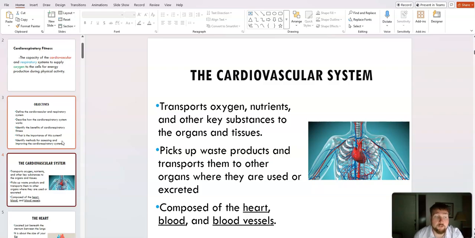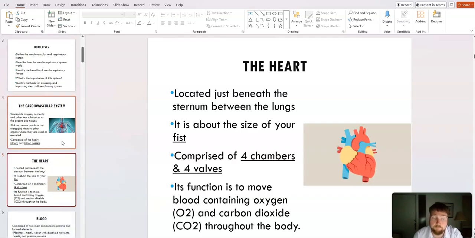All right, we first go over the cardiovascular system. Make sure you know that its purpose is to transport oxygen, nutrients, and other key substances to your different organs and tissues around your body. Okay. And it's composed of the heart, blood, and blood vessels. The cardiovascular system is composed of the heart, blood, and blood vessels. Make sure you all know that.